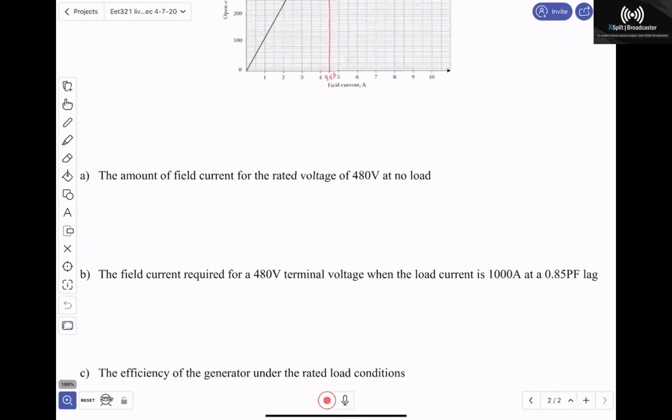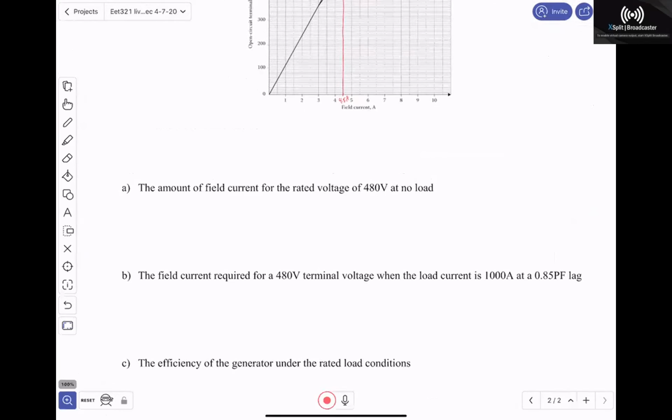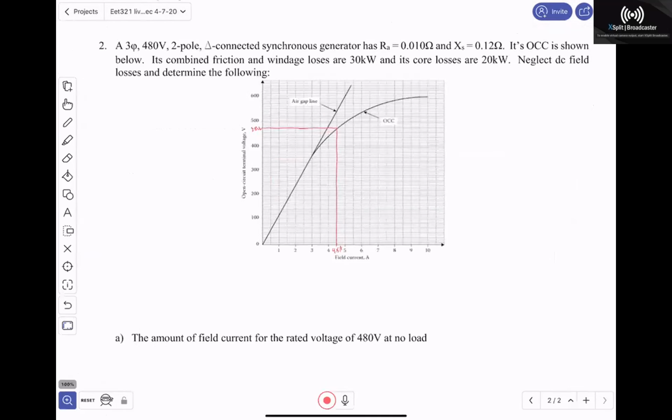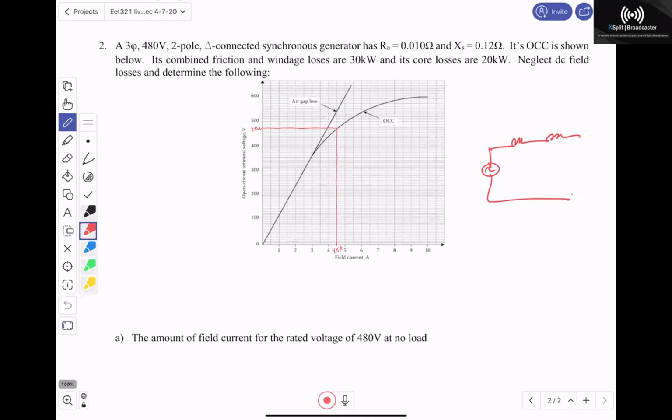All right, so now the question is, the field current required for 480 volts when the load current is 1,000 amps at a 0.85 power factor. At this point, we can't use that curve because we don't have an open circuit condition. However, what we can do is draw our equivalent circuit. This is 0.01, this is j0.12. Our terminal voltage here is 480 at an angle of 0 because it's delta connected.